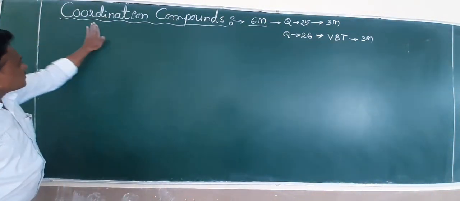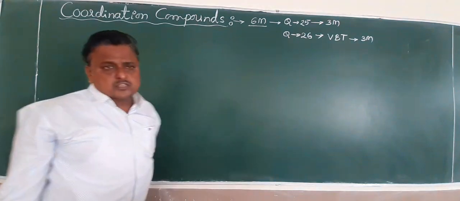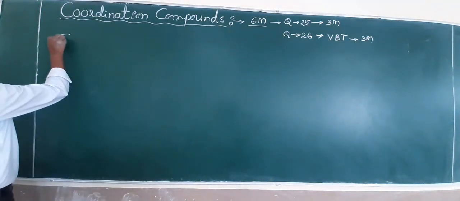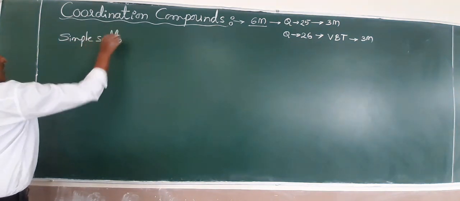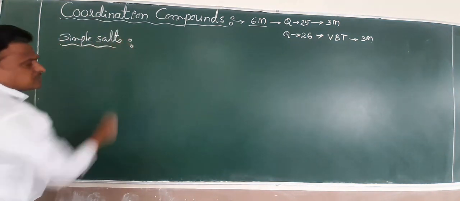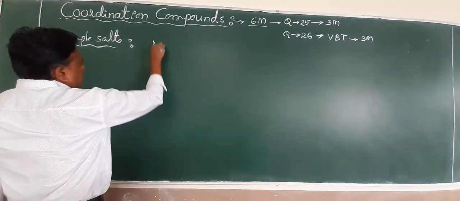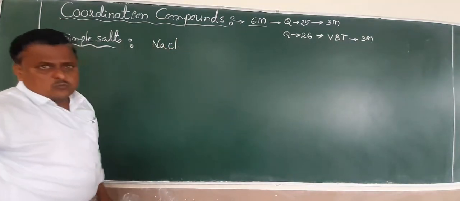Different coordination compounds. Before we start coordination complexes or coordination compounds, let us start with simple chemistry: simple salts. I think all of you know what simple salts are. These are the salts which contain one cation and one anion.